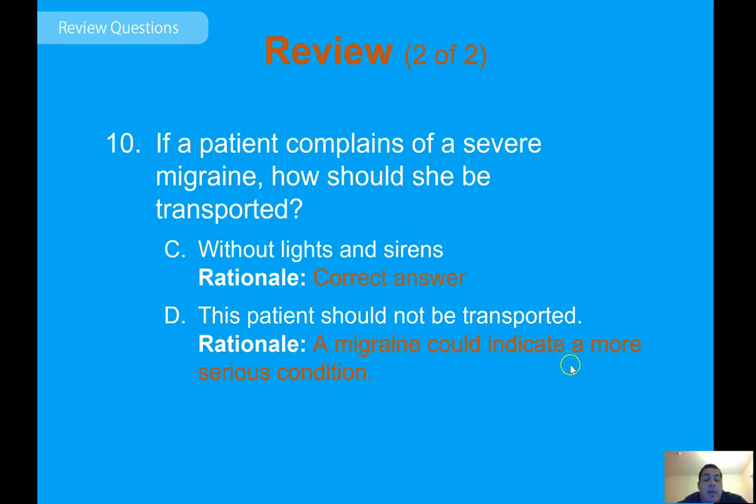And a migraine could indicate a more serious condition. Remember, you guys aren't doctors. There's only so much you guys can do out in the field before you transport them to the hospital. Always offer that route. Always cover yourselves. So always transport all your patients if you can.